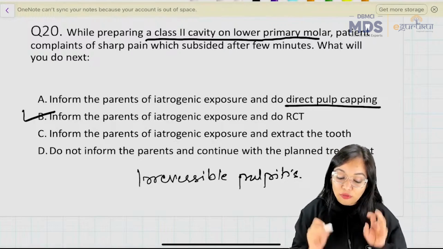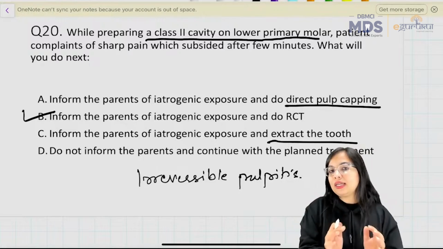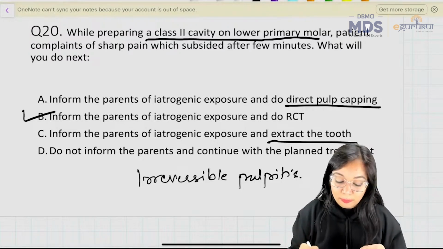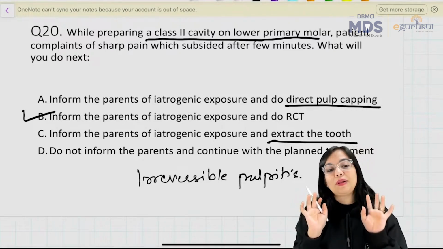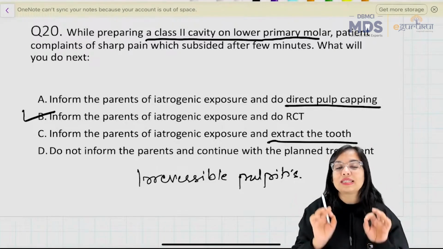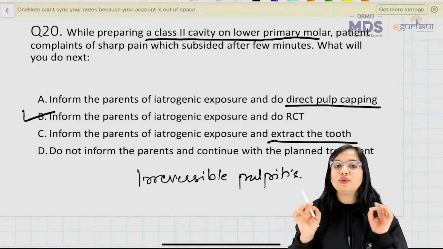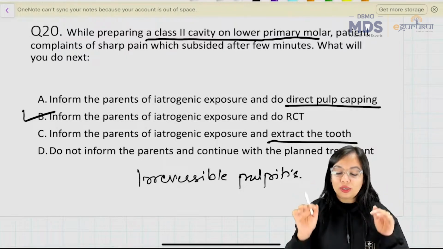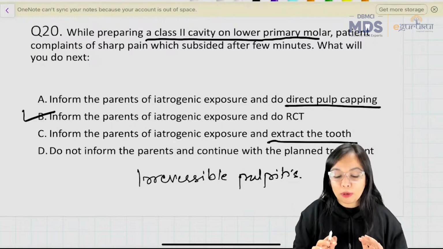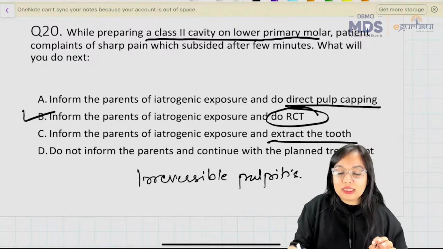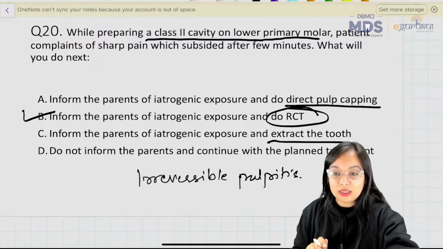Option C says inform the parents of iatrogenic exposure and extract the tooth. Why would you? It is a healthy tooth with healthy roots, no need of extraction. Option D is fantastic. Do not inform the parents and continue with the planned treatment. So do not do that. The patient has had pain. That means there is inflammation in the pulp. So you have to treat the pulpal inflammation. So ideally you should have gone for pulpotomy, but since there is no option that says pulpotomy, you're going to go for an RCT or a pulpectomy, and that makes option B the correct answer.